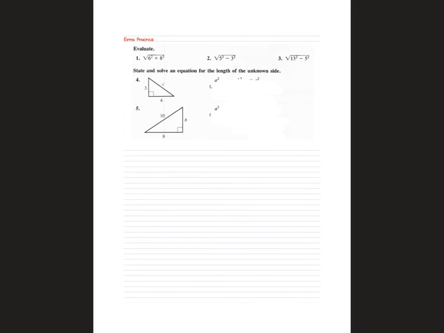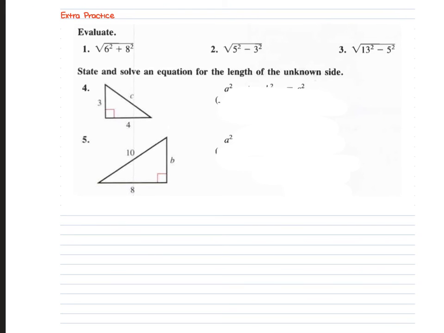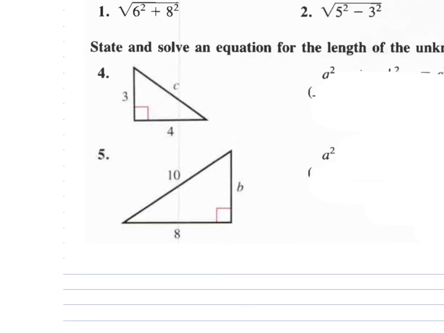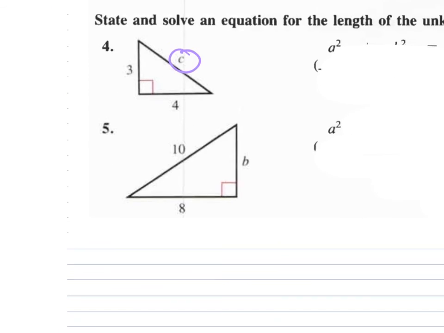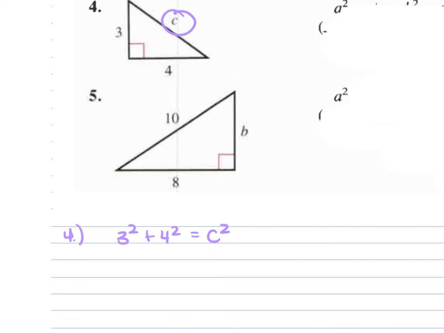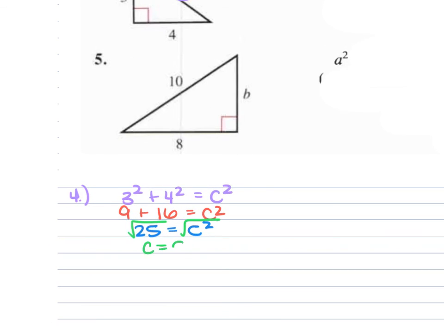If we look at some more examples, for 4, we're finding c. So we have 3 squared plus 4 squared is equal to c squared. The 3 squared is 9. The 4 squared is 16. 9 plus 16 is 25. 25 is equal to c squared. We take the square root of both sides, so c is equal to 5.